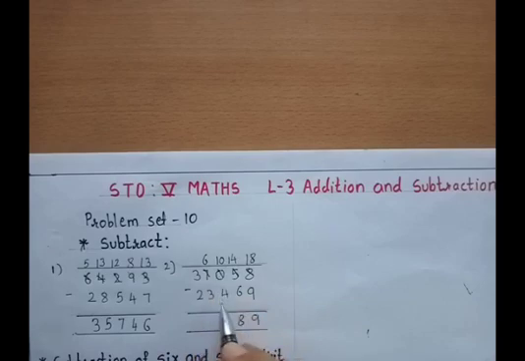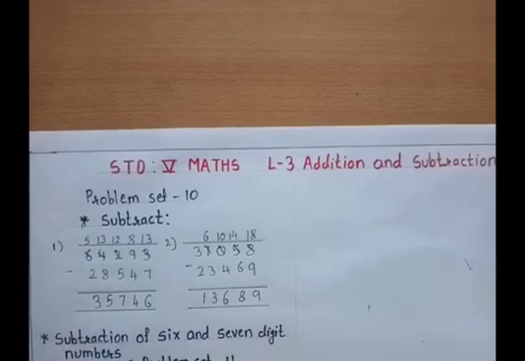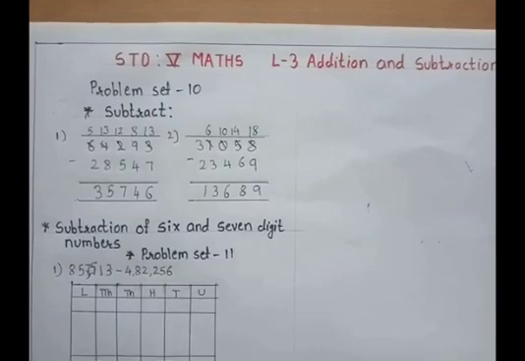Then 10 minus 4, we get 6. Then 6 minus 3, we get 3. 3 minus 2, we get 1. So the answer is 13,689. Now students, you have learned how to carry out subtraction of 5-digit numbers. Using the same method, we can do subtraction of 6-digit and 7-digit numbers. So now we will solve subtraction of 6-digit and 7-digit numbers.